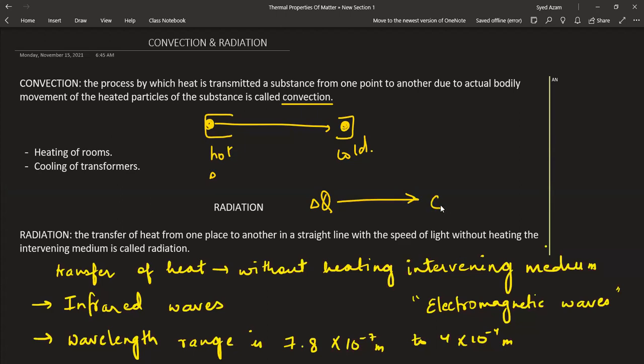Like the sun rays, when the sun rays are coming, that is radiation, because the sun rays travel with the speed of light. The ultraviolet rays and infrared radiation also travel with the speed of light. So you have an electromagnetic spectrum. The details of the electromagnetic spectrum and electromagnetic waves are there in your class 12, so you need not know about that now.